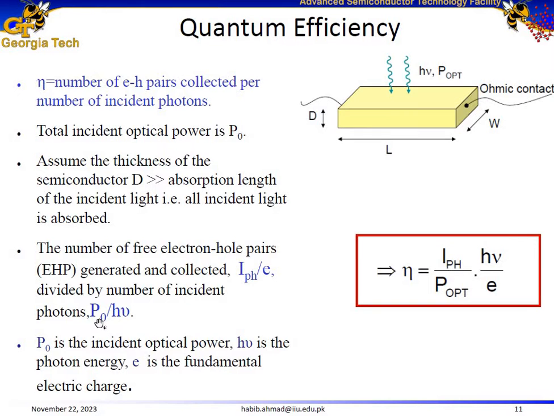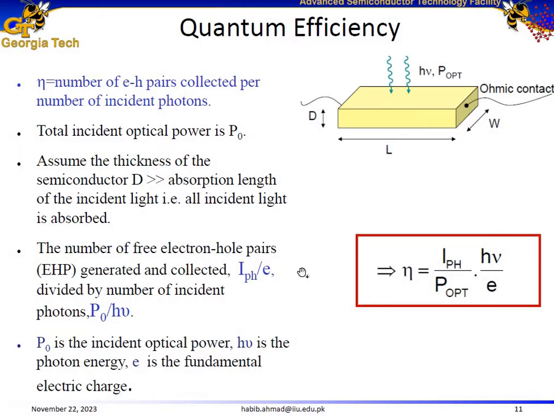It's equal to the optical power divided by Planck constant times nu, or frequency of the incoming light, where nu is equal to c divided by lambda. C is the speed of light and lambda is the wavelength of the incident light. So this gives us the number of incident photons. And according to the definition, this is the input. Efficiency is output divided by input. This is the input, the number of incident photons. Our output is the number of electron-hole pairs generated.